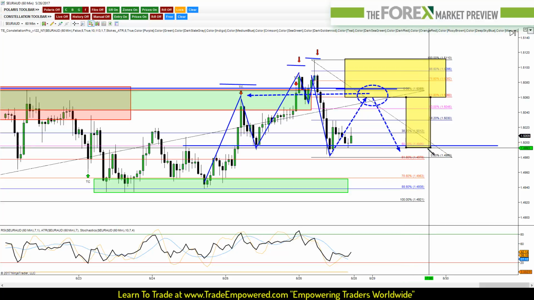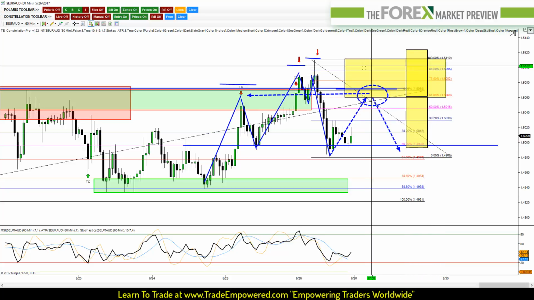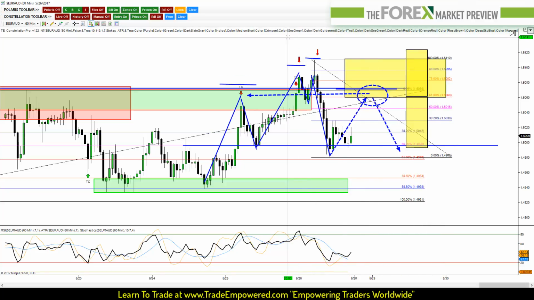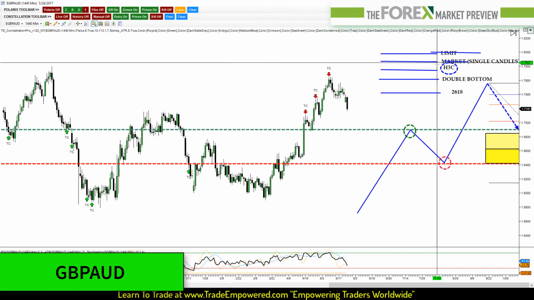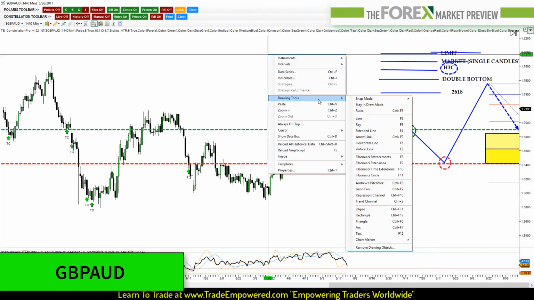You're depending on where you get filled at. You're looking at maybe at least a 1-to-1. Of course, you can measure out your risk however your rules are based. So not a bad opportunity here on Euro Aussie. Pound Aussie on the daily. Again, some more notes from our strategy lab here.